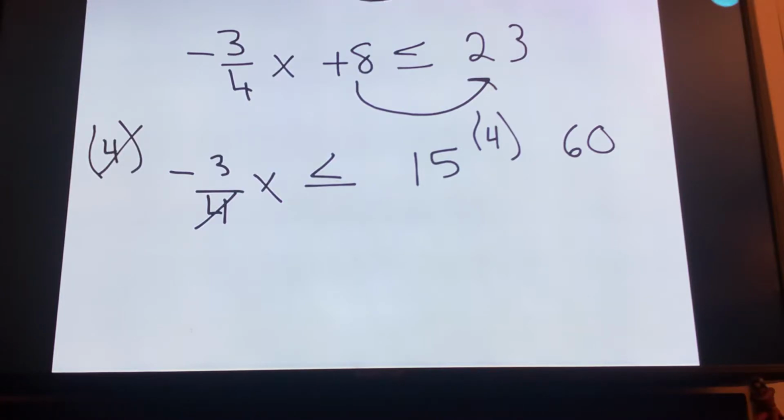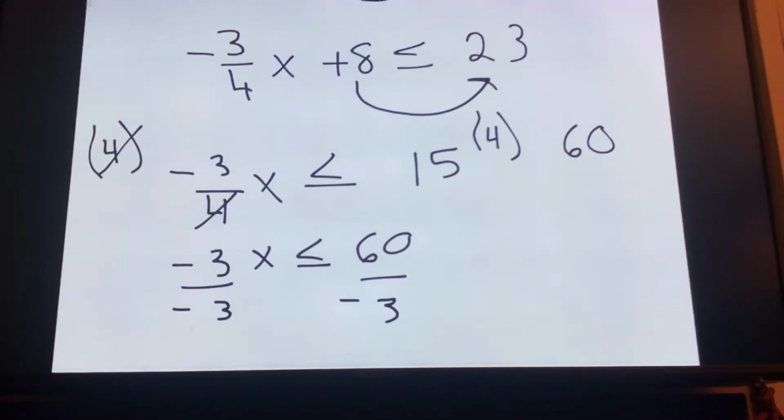So I'm now left with negative 3x is less than or equal to 60. I can divide by negative 3, divide by negative 3. 1x is now less than or equal to what? I didn't mean 15. Why did I say 15 when I meant 20? And that's going to be a negative because I divided by negative.